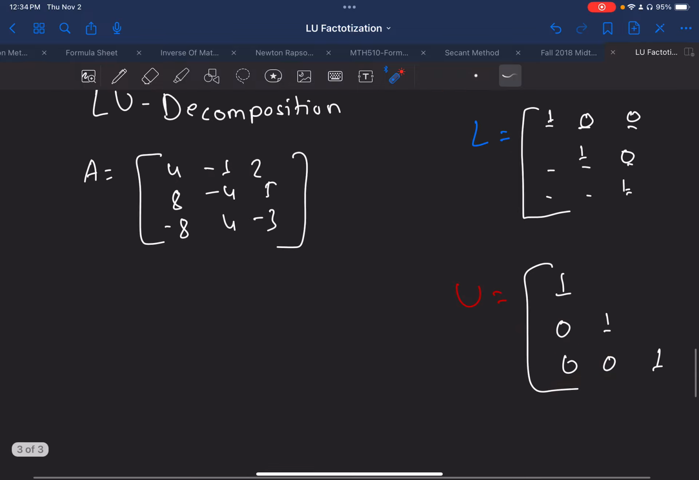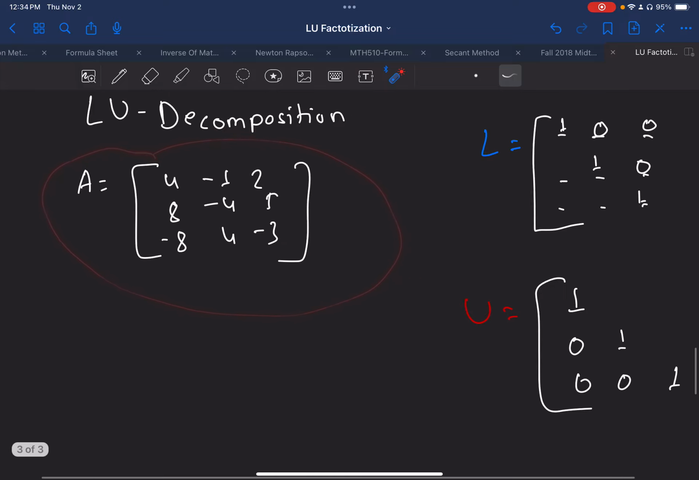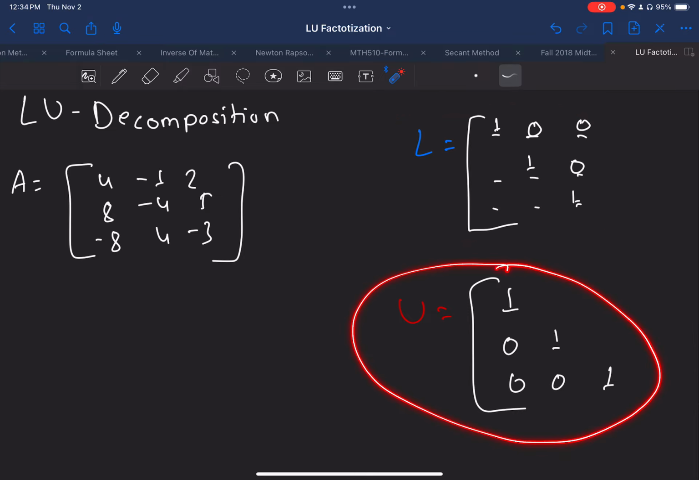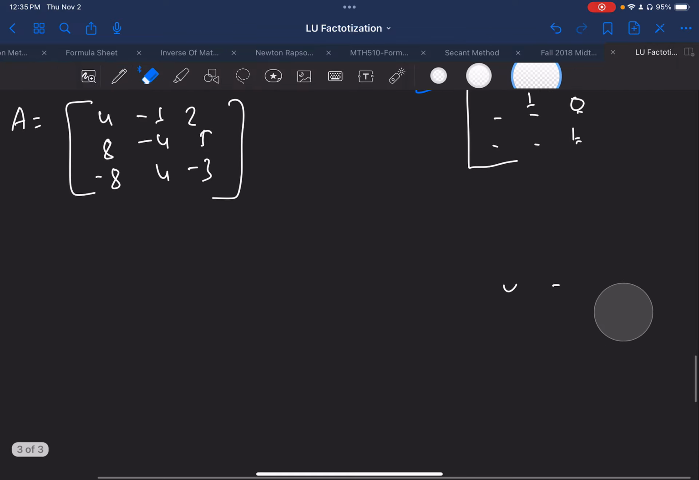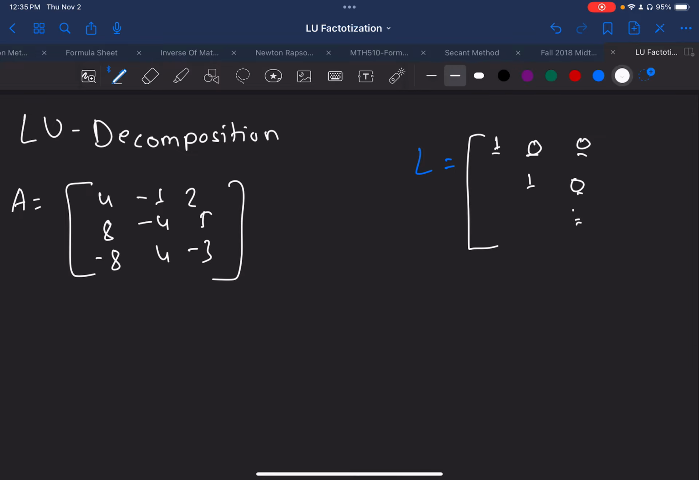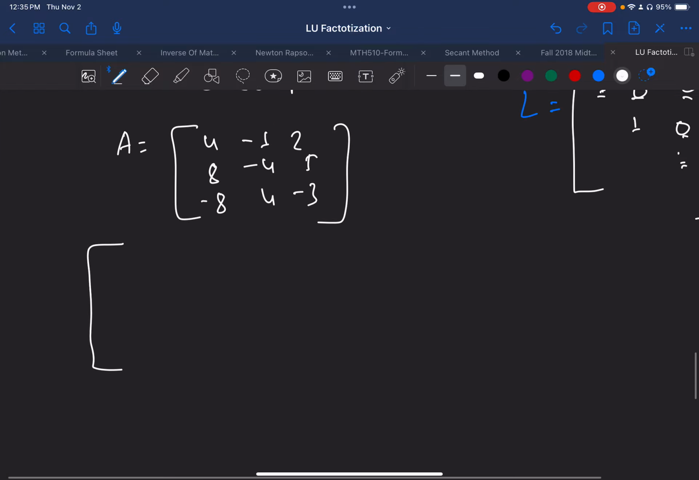Now, we will decompose this matrix A into lower triangular matrix and upper triangular matrix. Let's start. I will just erase this part because I don't need it. Okay. So let's find the upper triangular matrix. We have to make this matrix A into an upper triangular matrix. Let's start.